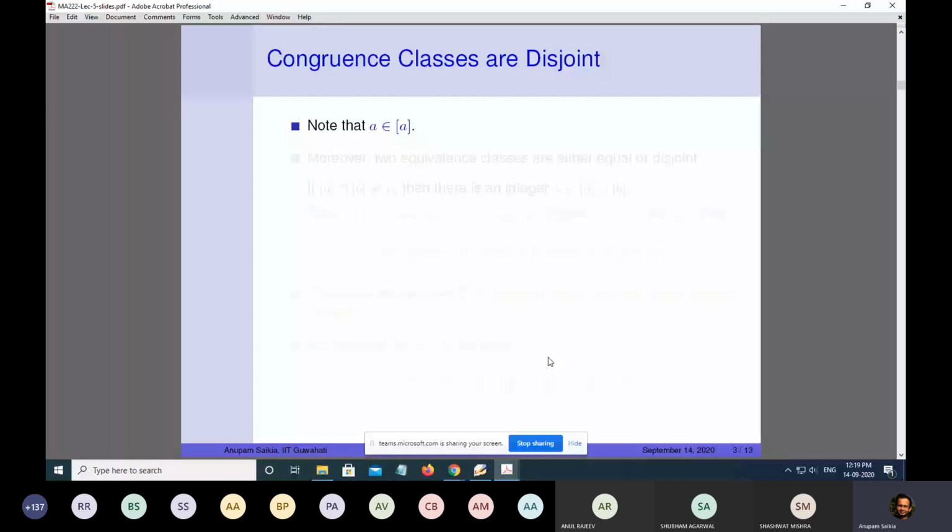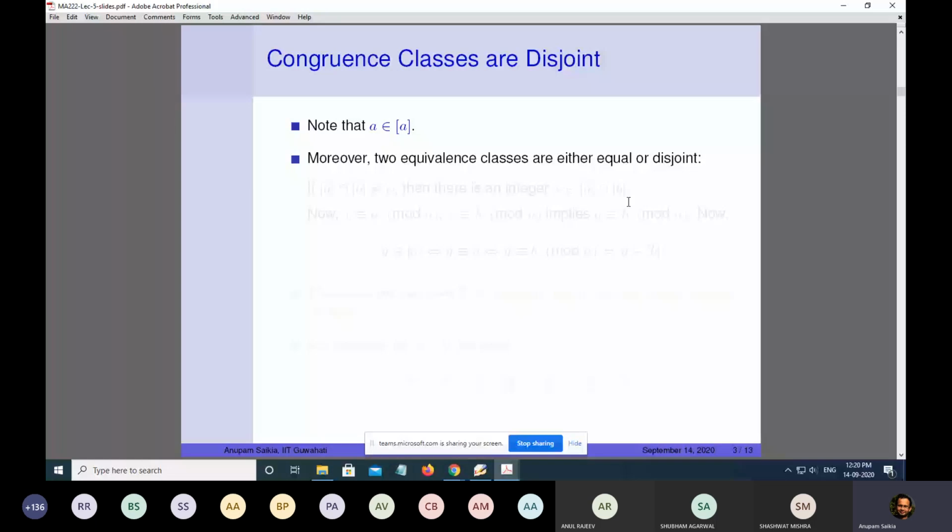The first thing to note is that any element is in its congruence class because of reflexivity, because a minus a is always divisible by whatever n we are taking. So this is certainly true. But an important property is that two equivalence classes are either equal or disjoint. These are extreme cases: no overlap, no non-trivial intersection. If you have two equivalence classes and there is one common element, then they will be the same.